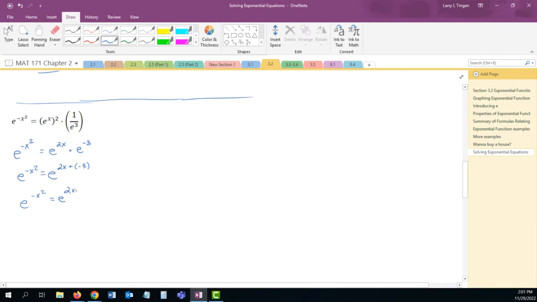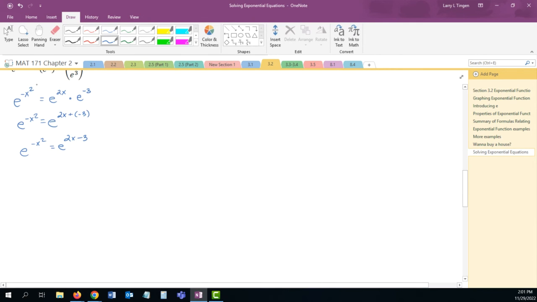2x plus negative 3 is 2x minus 3. I did an extra step there because multiplication always means plus, and then the fact that the 3 is negative is what makes this a minus. I don't want you to get confused and think that multiplication could lead to subtraction. It can't. So now I have the same base on both sides. So now I know that negative x squared is equal to 2x minus 3.